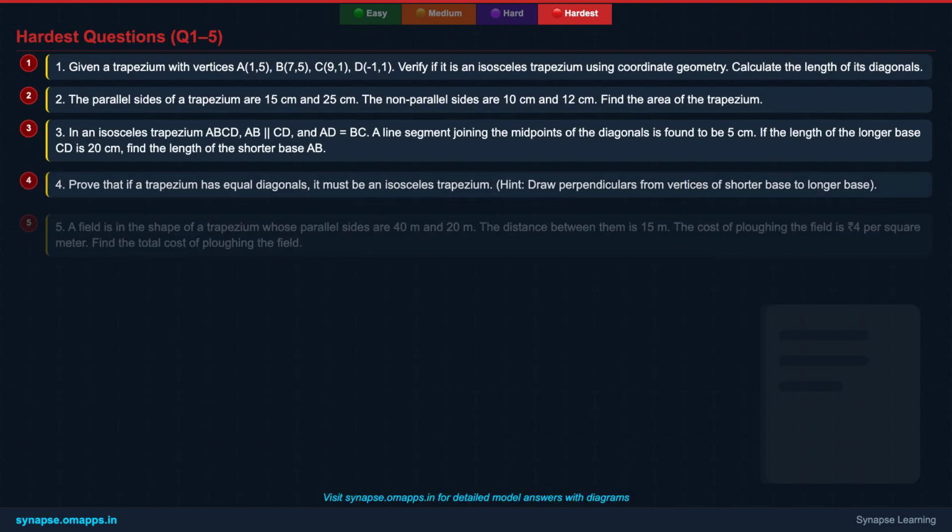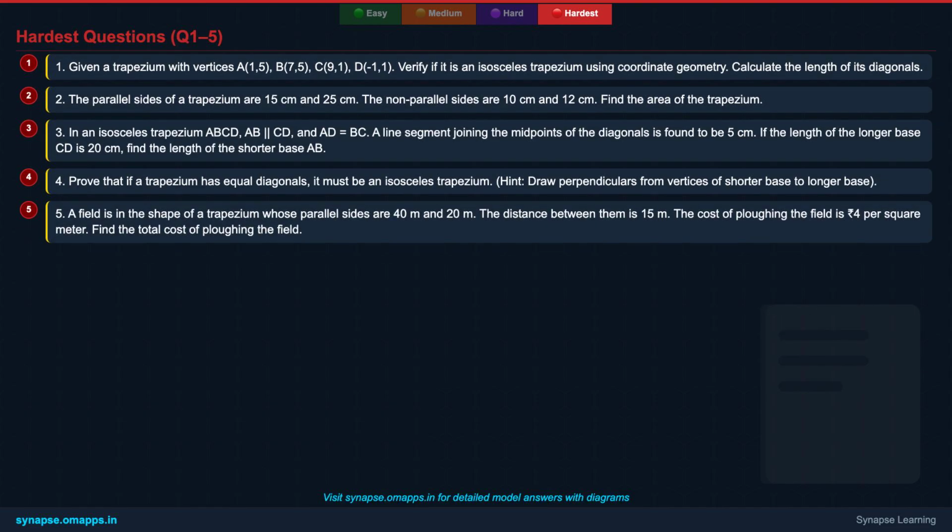Now, for the ultimate challenge. Let's tackle the first 5 hardest questions. Verify if a given set of coordinates forms an isosceles trapezium and calculate its diagonals. Find the area of a trapezium given all 4 side lengths. Determine the length of the shorter base in an isosceles trapezium using its midsegment of diagonals. Prove that a trapezium with equal diagonals must be isosceles. And finally, calculate the cost of plowing a trapezoidal field. These problems demand a strong grasp of all concepts.